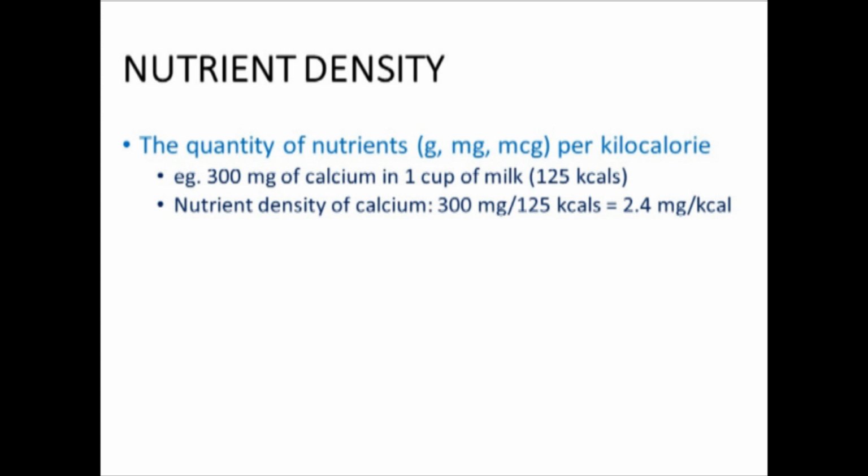For example, 300 milligrams of calcium in 1 cup of milk, which contains about 125 calories. The nutrient density of this particular product is the amount of calcium, 300 milligrams, divided by the total number of calories in that one serving, 125 calories. So what we get for nutrient density is 2.4 milligrams of calcium per calorie. This is what we call nutrient density.